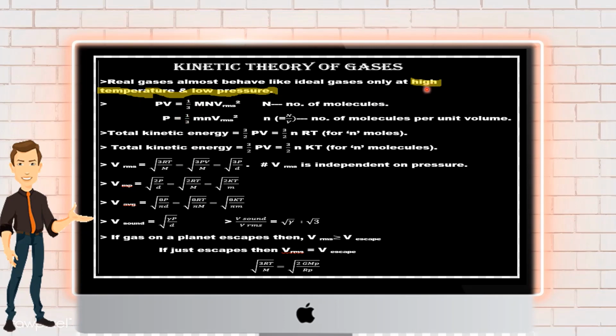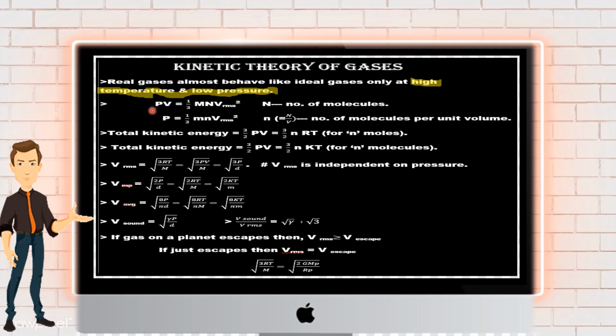Suppose option A, high temperature, low pressure. Option B, low temperature, low pressure. Option C, high temperature, high pressure. Option D, low temperature, high pressure. Like this they will change the terms. You should be perfect here: high temperature and low pressure.